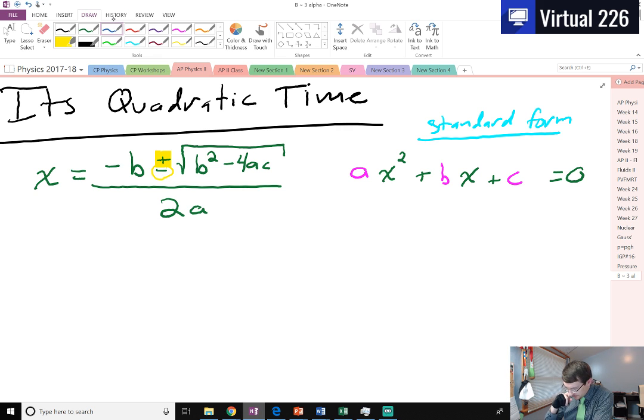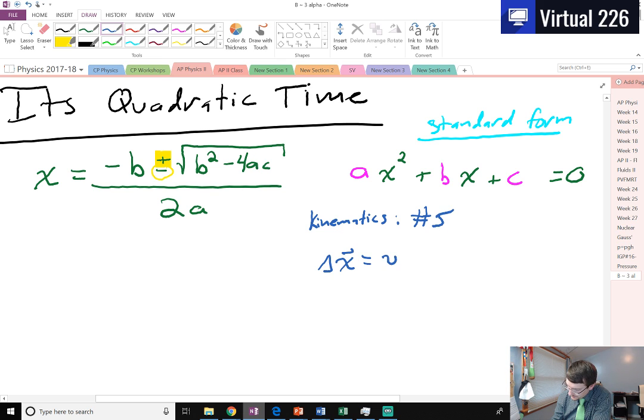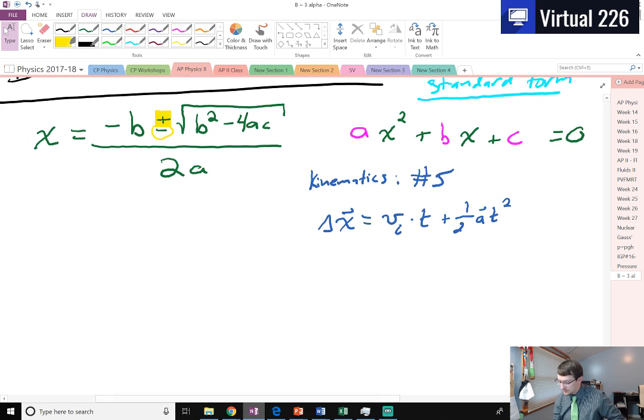We oftentimes run this in physics in kinematics. In my classroom, specifically equation number 5, it's that delta x equals the initial velocity times time plus 1/2 at squared. If you haven't seen or listened to the Teach You Again song on YouTube, highly recommend it.